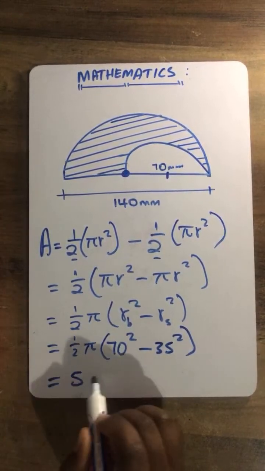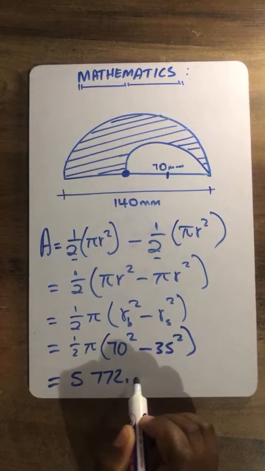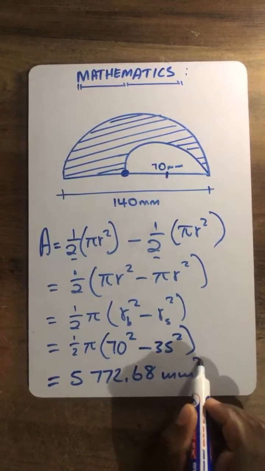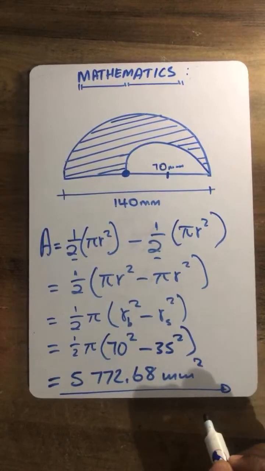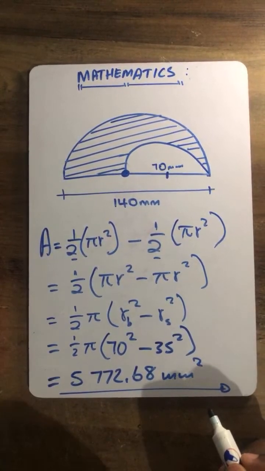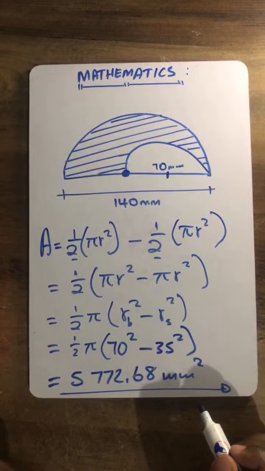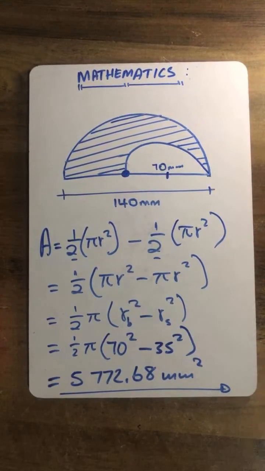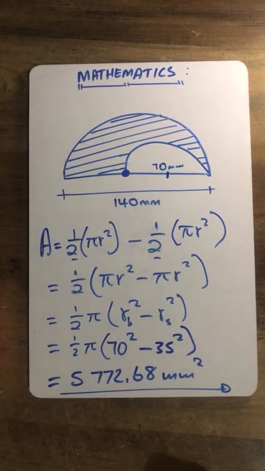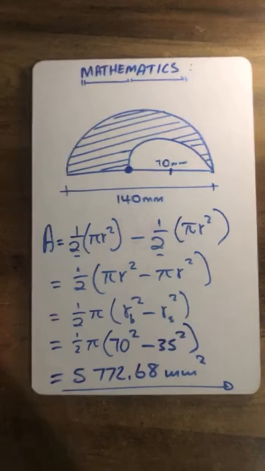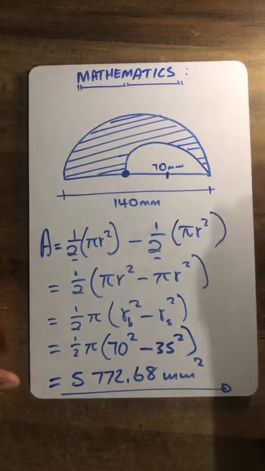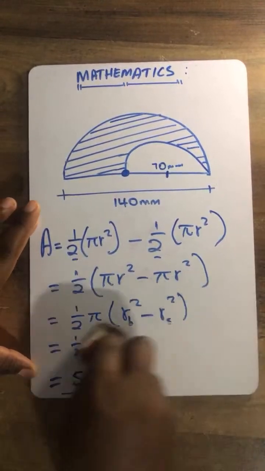And then we get 5772.68 millimeter squared. What a nice one. I hope you guys did see how to work it out. Again, I am very much impressed, honorable members. It seems like we are definitely getting somewhere.